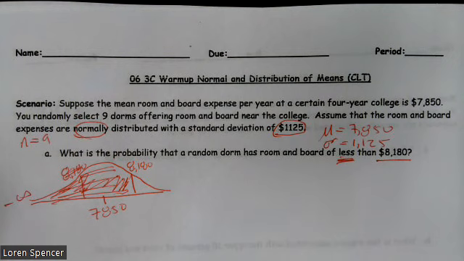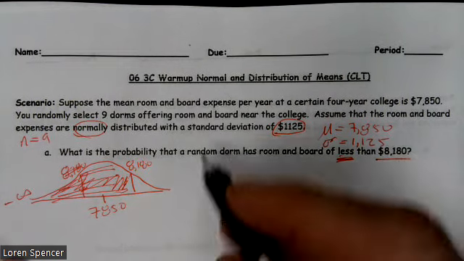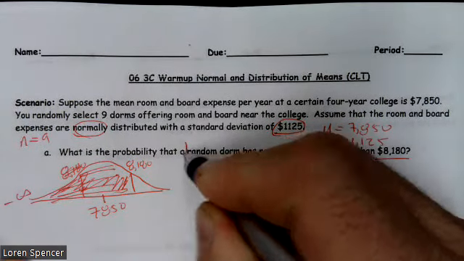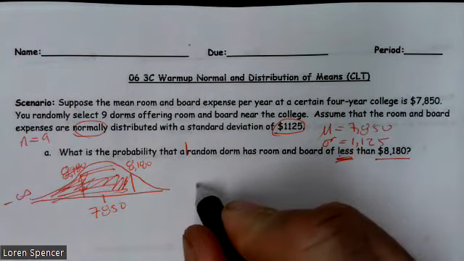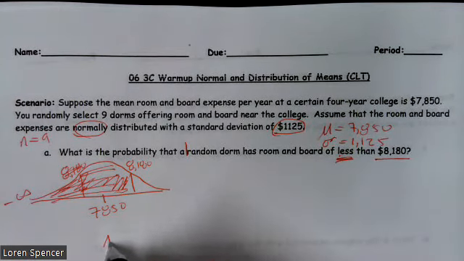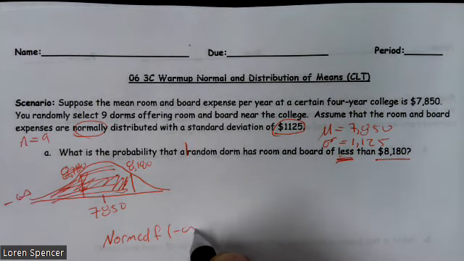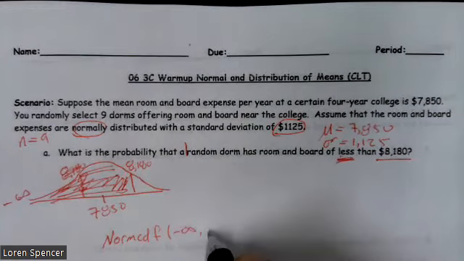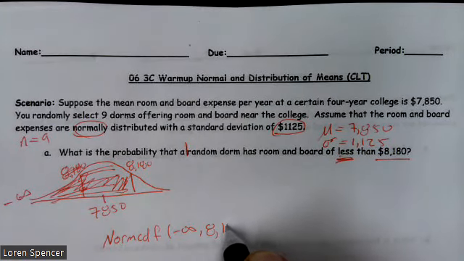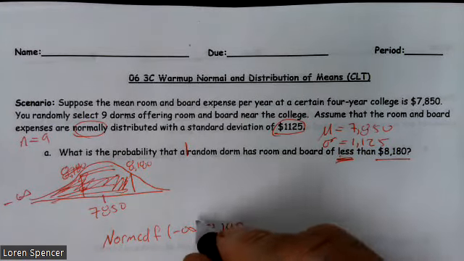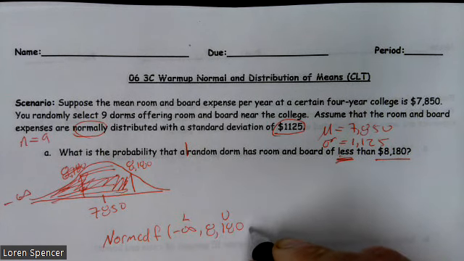We know our mean, but the question is, what type of test? Is this going to be a norm CDF or a Z test? Well, it says a random dorm, so we're talking about 1. If you're talking about 1, you're going to want to use the norm CDF. So norm CDF, lower bound, negative infinity, upper bound, 8,180. So this is my lower, this is my upper.